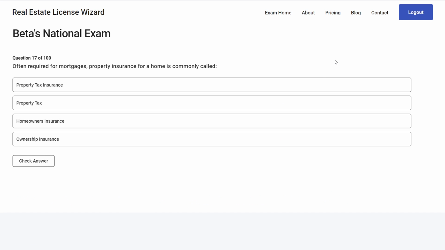All right, next question, 17. All right, often required for mortgages, property insurance for a home is commonly called, and it gives us four options: property tax insurance, property tax, homeowners insurance, or ownership insurance. Alrighty. So I'll give you guys an opportunity to think that one over.